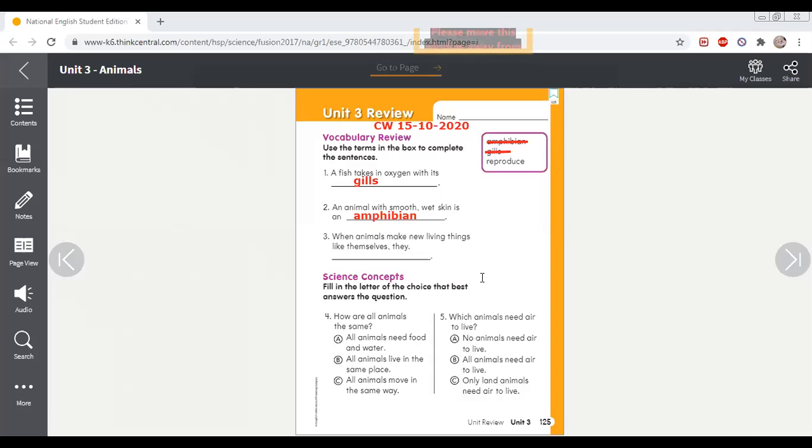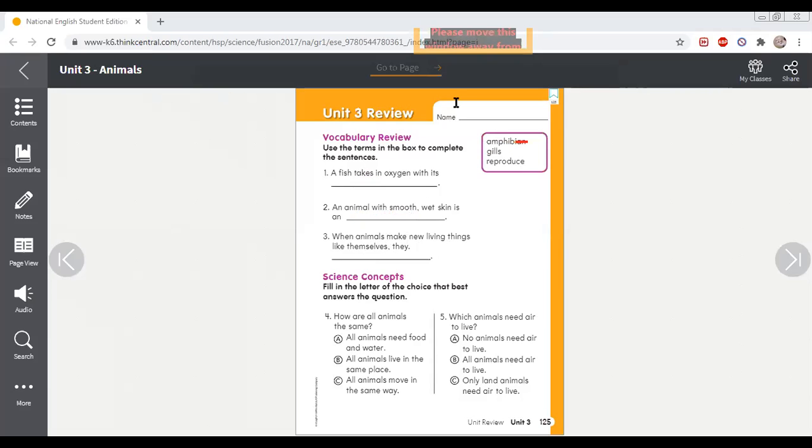Now, question number 3. When animals make new living things like themselves, they dash. So, when the animals make new living things the same as them, they give birth. So, what is it called?